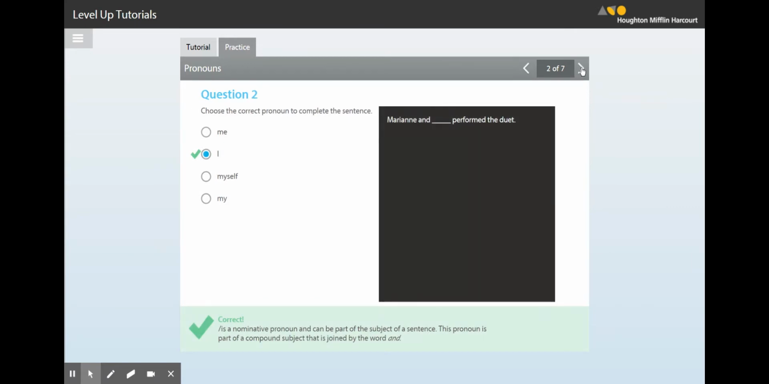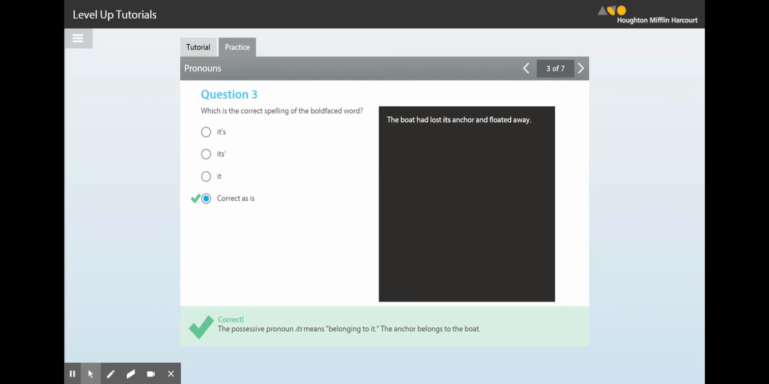Number 2, choose the correct pronoun to complete the sentence. Marianne and blank perform the duet. So here I have a compound subject, Marianne and blank, so that means I need to use a subjective pronoun or nominative pronoun, same thing. In this case, I would need to use I. So I is the nominative pronoun here.